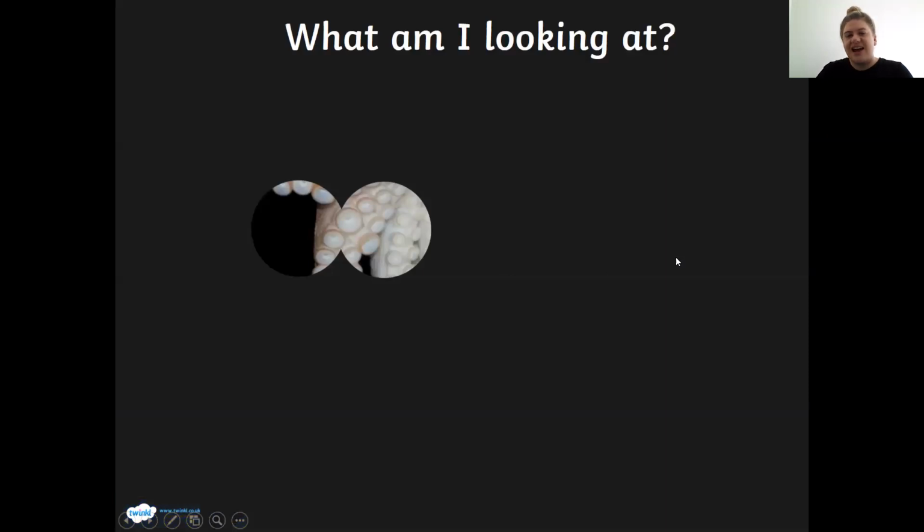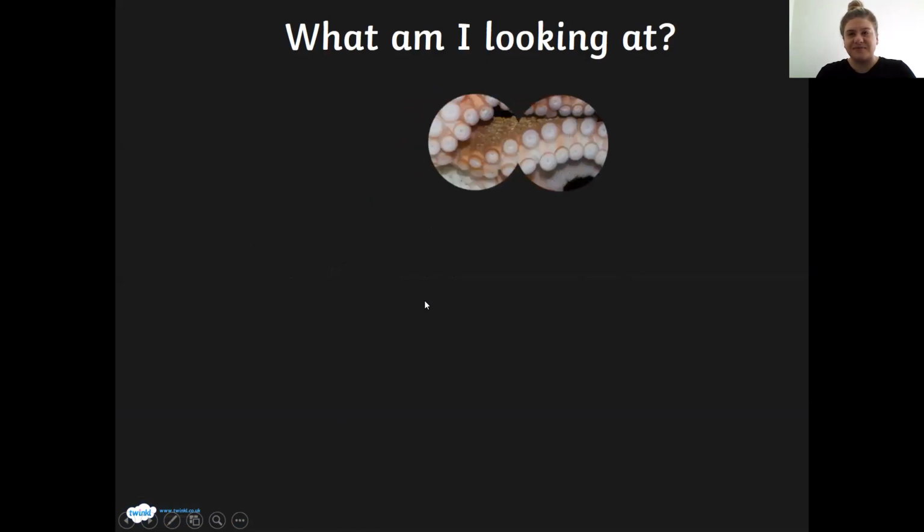Okay, let's go on to the next one. You might be able to get this one. I'll give you a little clue about this one. It's actually got 8 legs. You might be able to work this one out. Okay, so it says at the top here, what am I looking at? Okay, are you ready for the binoculars? Off we go.